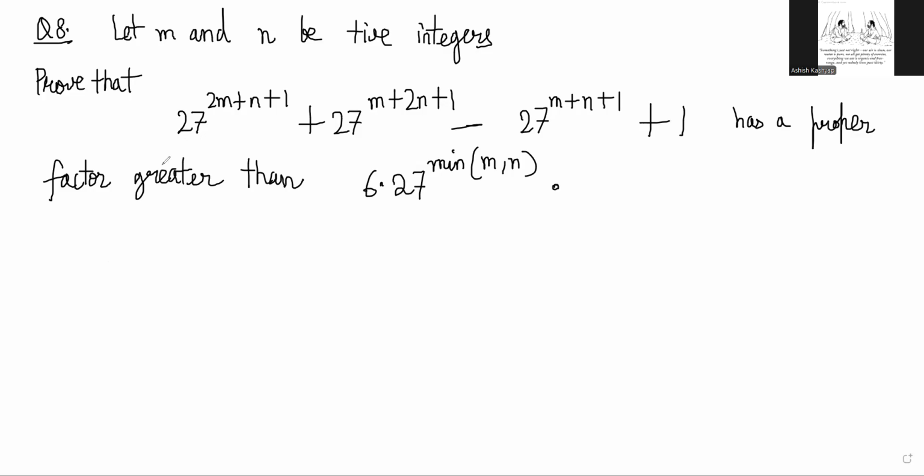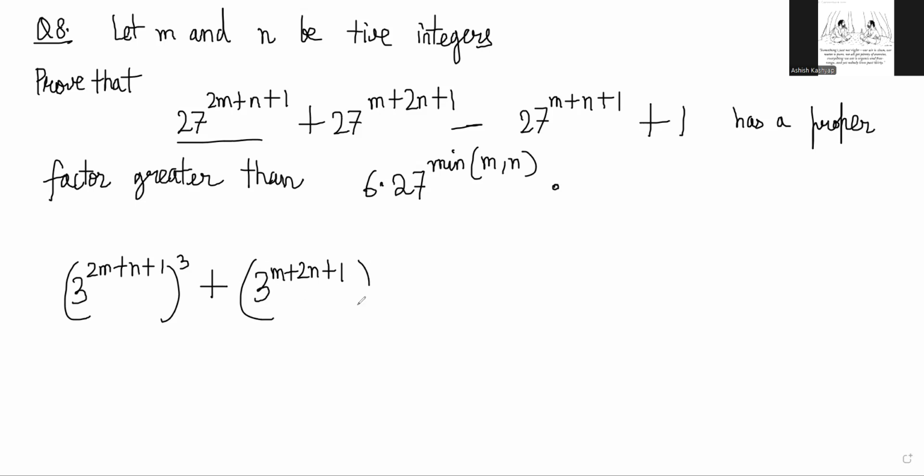So let's rewrite this expression as 3 to the power 2m plus n plus 1 whole cube. That is the same thing as 27 to the power 2m plus n plus 1. Then it becomes 3 to the power m plus 2n plus 1 whole cube.